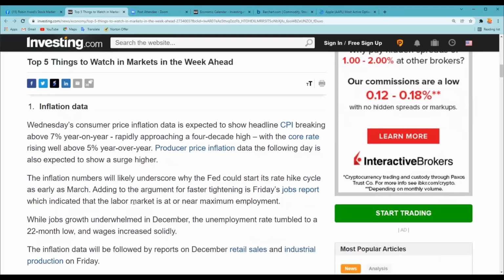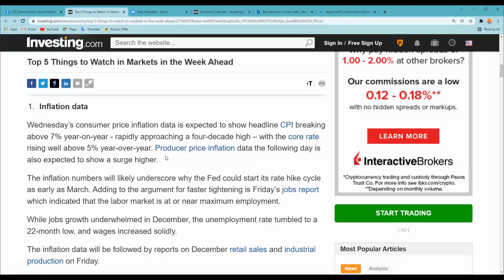Number one, the most important thing was the inflation data. Wednesday's consumer price inflation data is expected to show headline CPI breaking above 7% year on year, rapidly approaching a 4-decade high, with the core rate rising well above 5% year over year. Producer price inflation data the following day is also expected to show a surge higher, which is good. That's what we want to keep the momentum going.